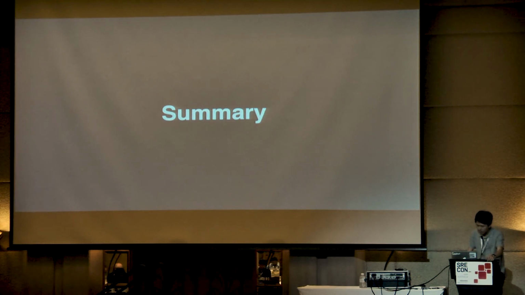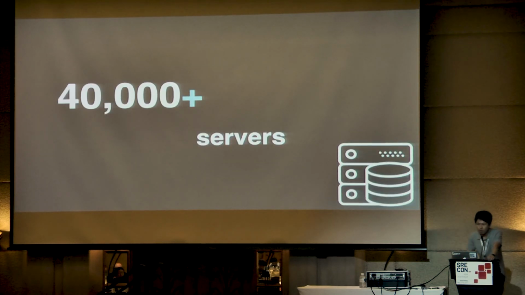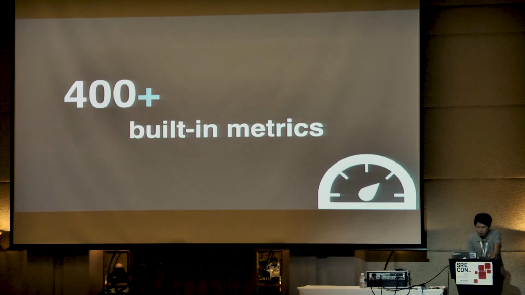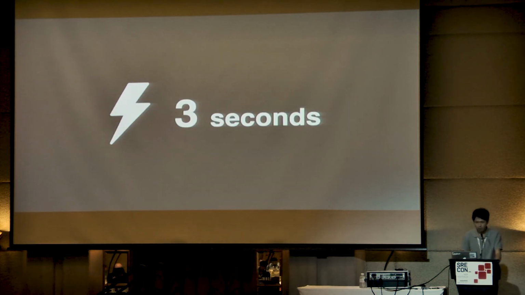In the end, I would like to sum up the presentation in a few numbers. 100. More than 100 companies are using Open-Falcon. 40,000. Open-Falcon has been used to monitor more than 40,000 servers in one company. 400. Open-Falcon has more than 400 built-in metrics. 5,000. Open-Falcon has more than 5,000 community users by now. 3 seconds. The query and rendering can be completed in less than 3 seconds.